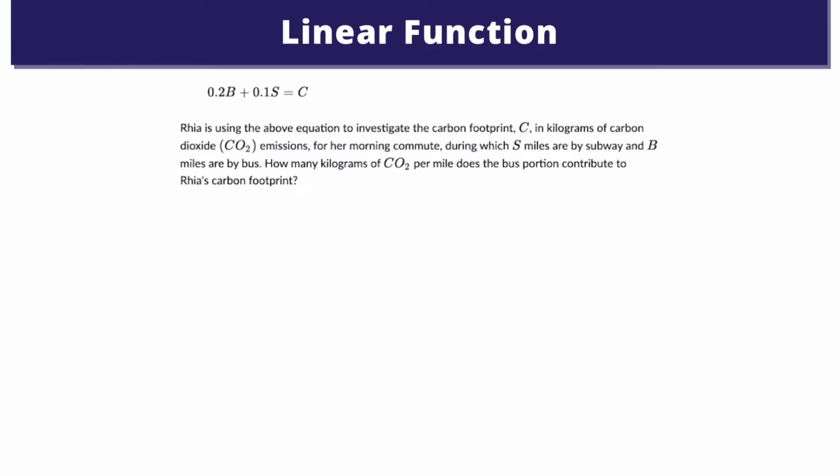So in this fourth example here, we're asked to find how many kilograms of CO2 per mile does the bus portion contribute to Ria's carbon footprint. So we know that 0.1S, we know that S is related to the subway, so we can cross that out. We want to focus on this 0.2B. We are told in this question here that B are the amount of miles that are taken by bus. So if we look at this closer, we see that 0.2 times B is going to equal the total amount of CO2 emitted on the bus.